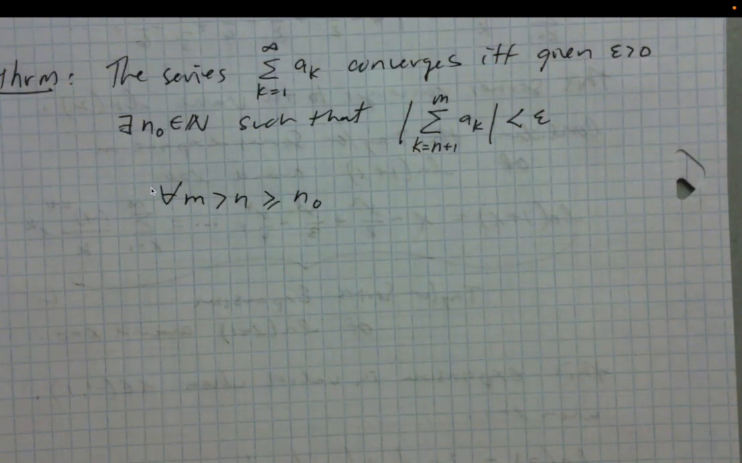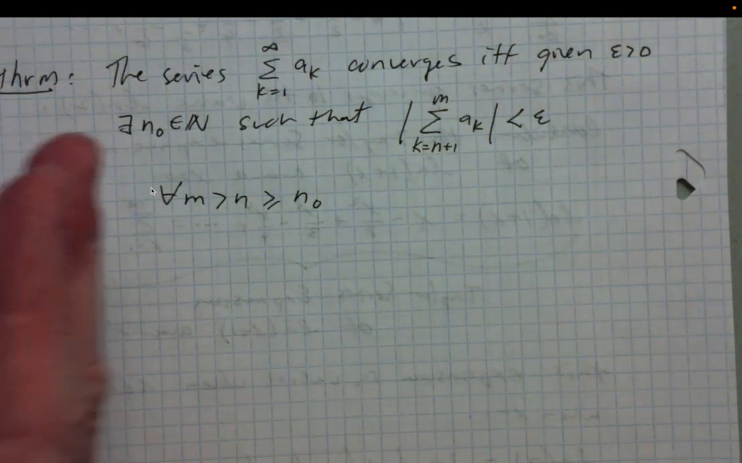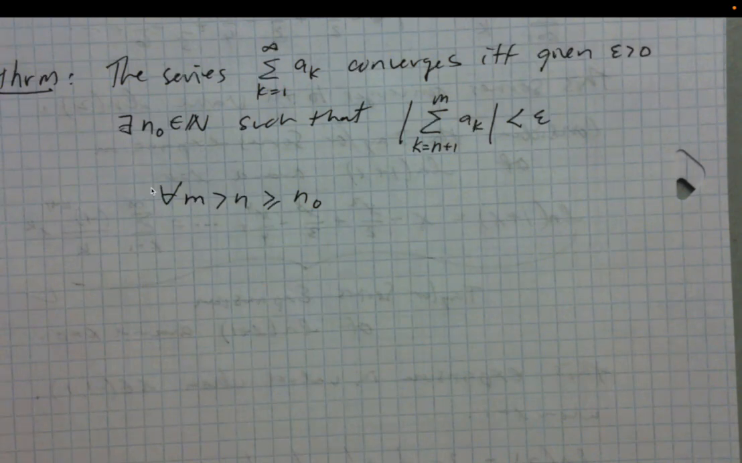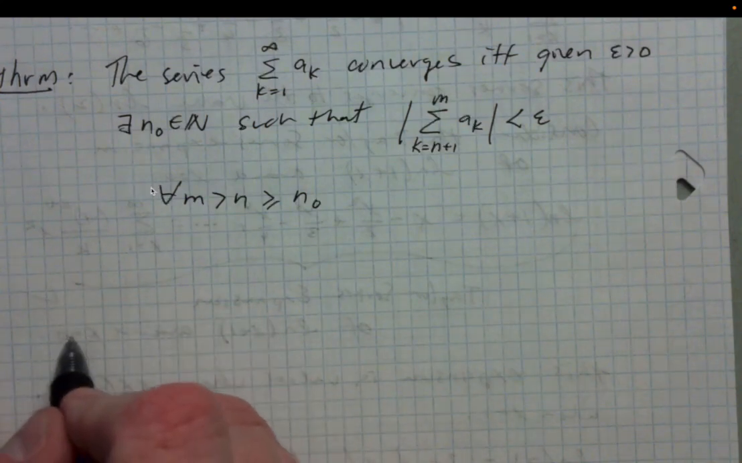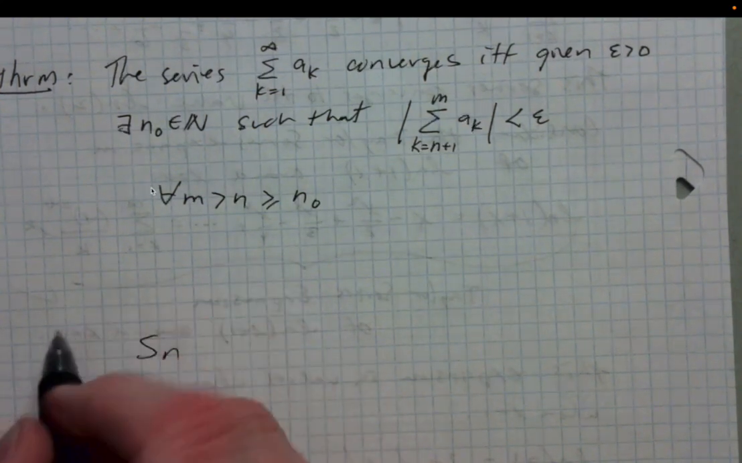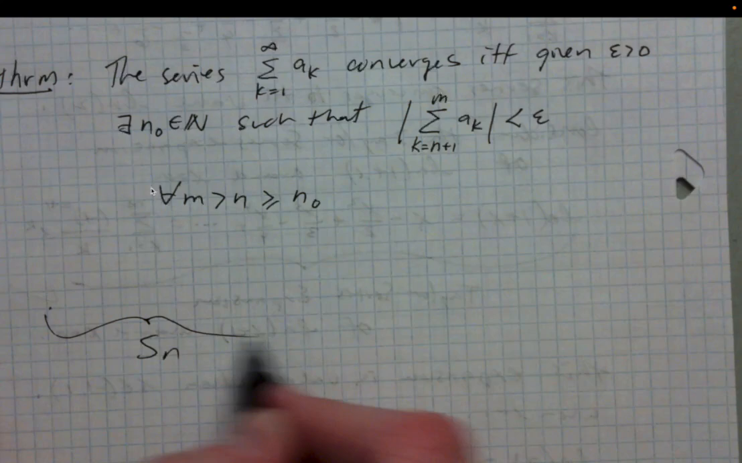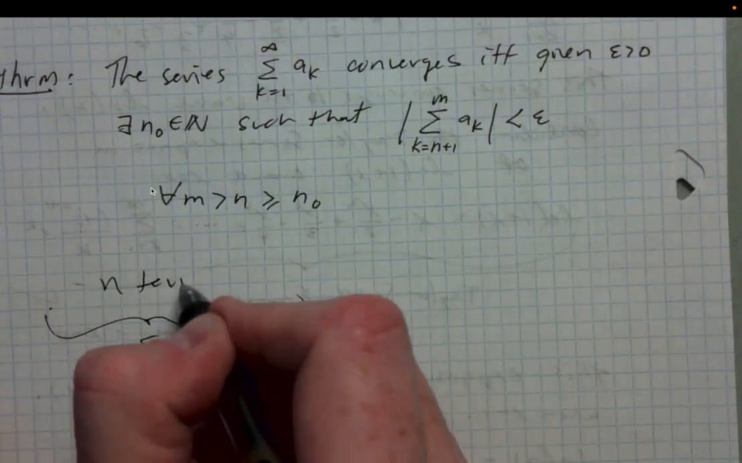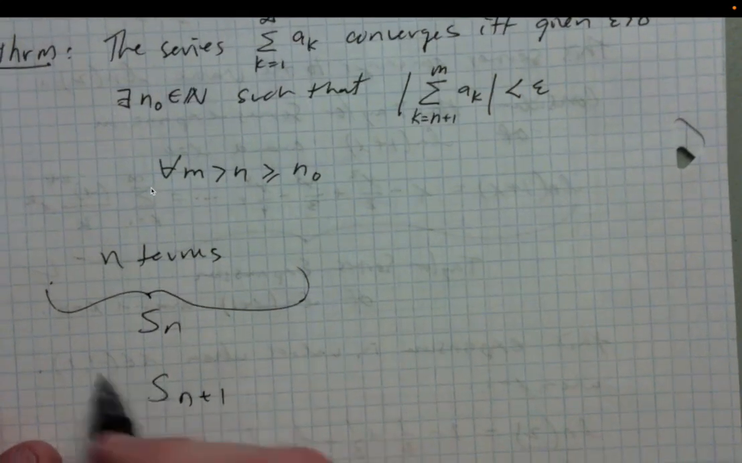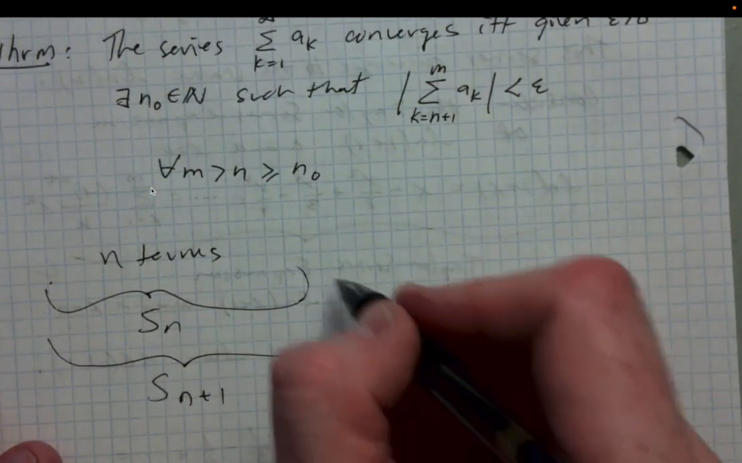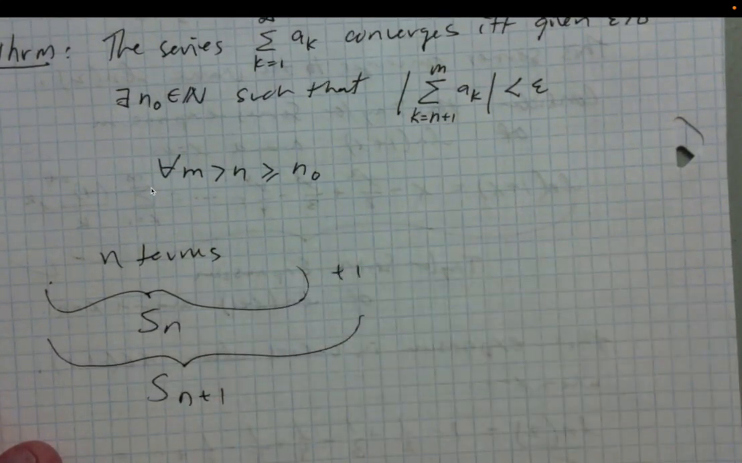If the series is going to converge, then as I go really far out into the series and I start summing terms in the tail of the series, those sums better get arbitrarily small, right? S of n is going to be the sum of the first n terms, right? S of n plus 1 is going to be the sum of the first n terms plus the next term, right?